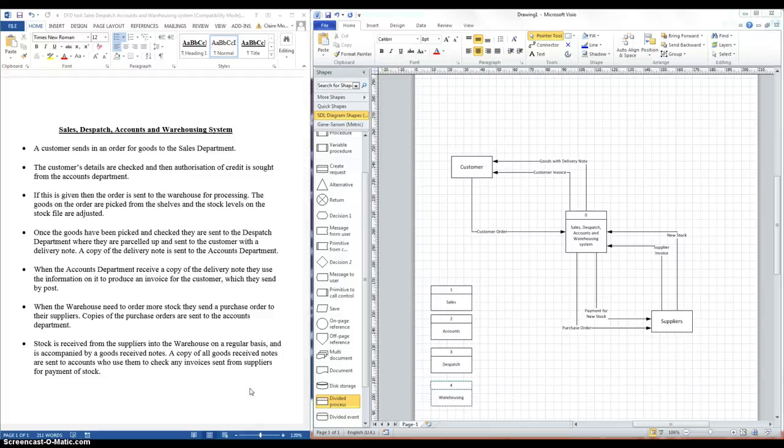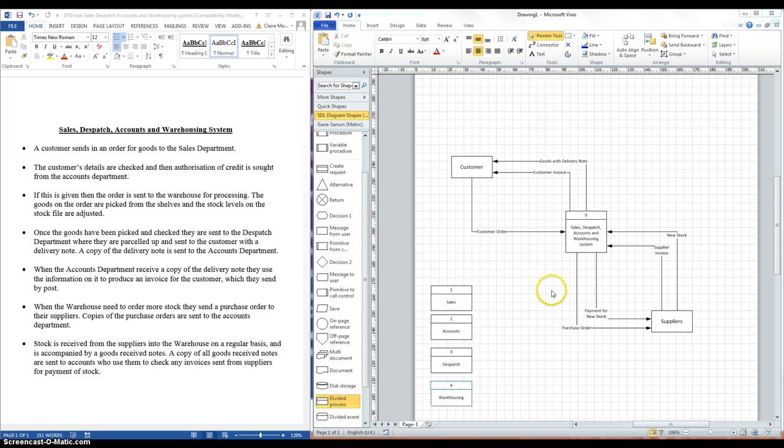Okay, so hopefully now you've all had a go at the level 0 diagram for this sales, dispatch, accounts and warehousing system. To save a bit of time, I've created the internal processes here, just so you don't have to wait while I type them all in.